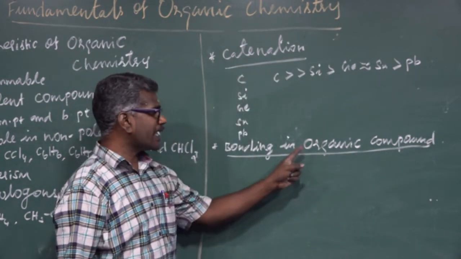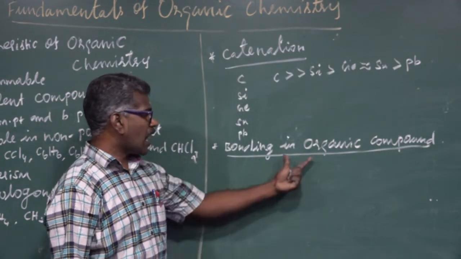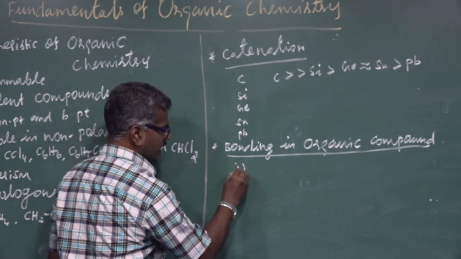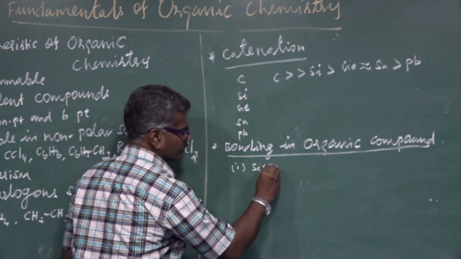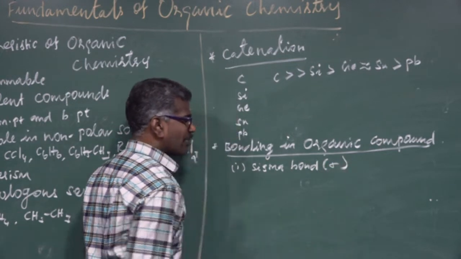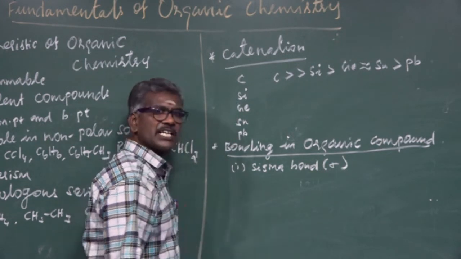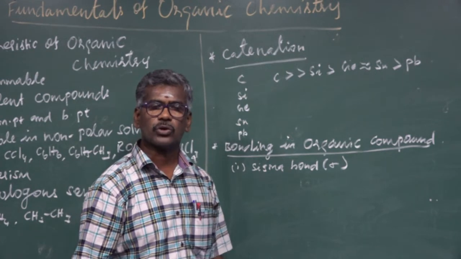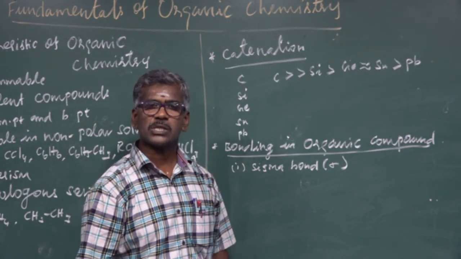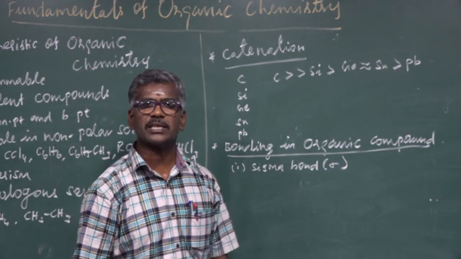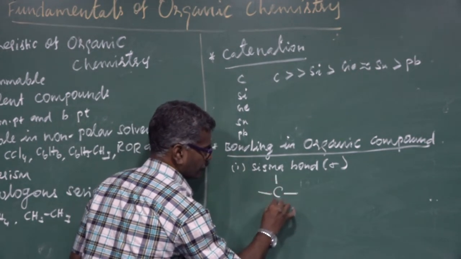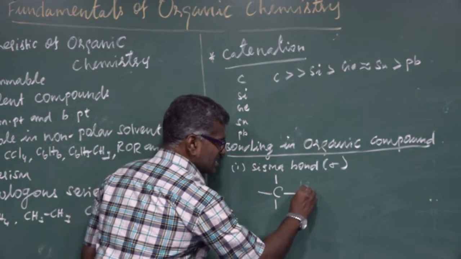Another one, bonding in organic compounds. Organic compounds can be classified into two types of bond. One is the sigma bond. What is the valency of carbon? Carbon valency 4, nitrogen valency 3, oxygen valency 2, hydrogen valency 1. These are the terminology used in organic compounds. Carbon valency 4, hydrogen valency 1.